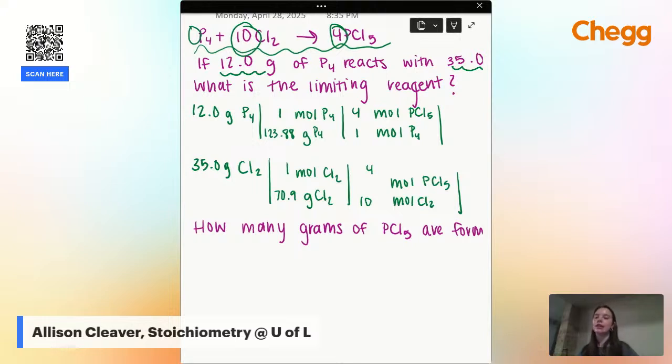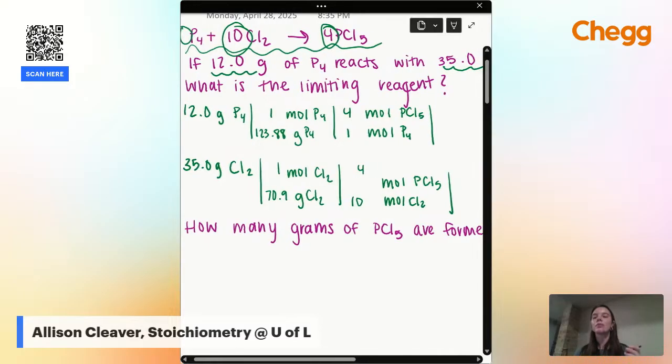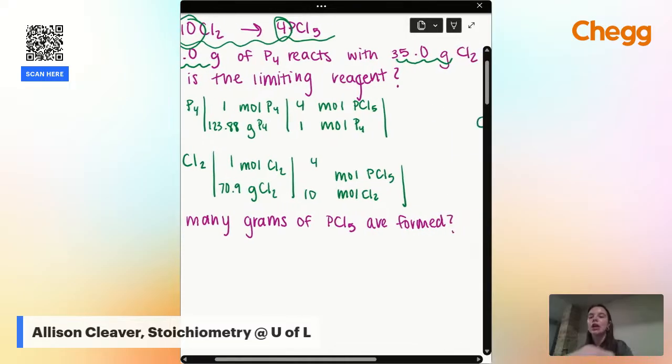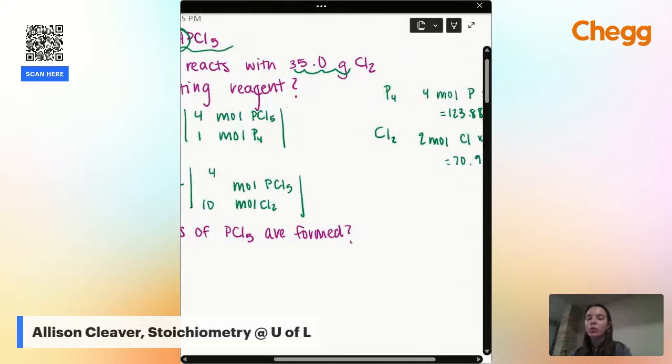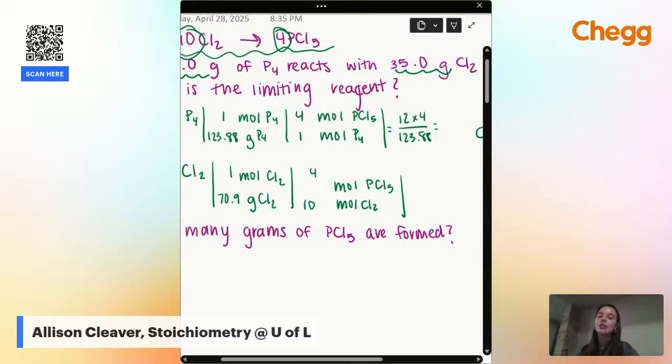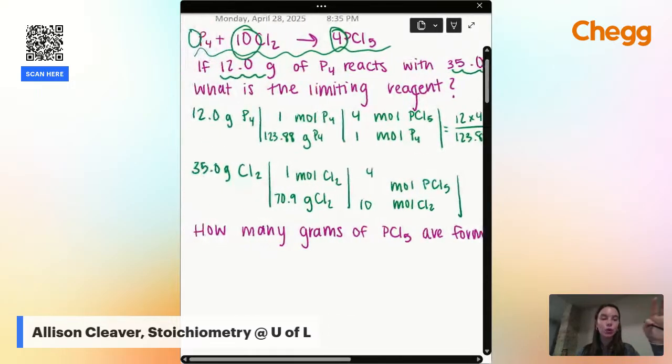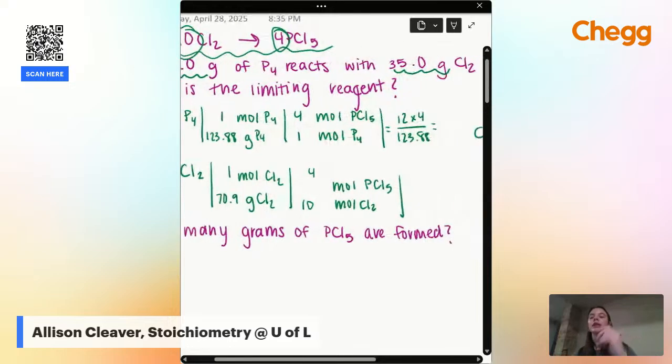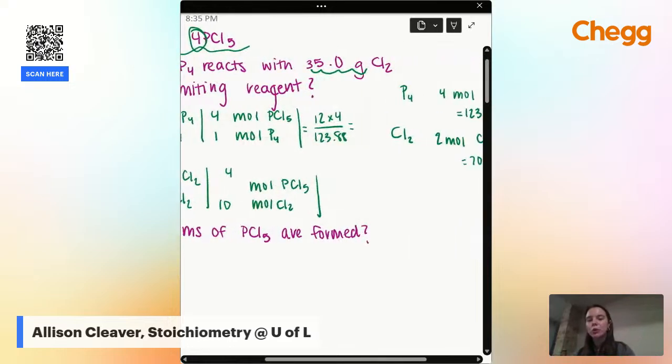We are going to put it in our calculators. I'll kind of do a run through of what we put in our calculators in case you haven't seen this setup before. But this is called the factor label method for stoichiometry. Basically, we multiply across the top and we divide everything on the bottom. So in my calculator, I'm going to put 123.88 times 4 over 123.88. And down here, I'm going to do 35 times 4 divided by 10 times 70.9. That's a lot, but pretty simple to put in our calculators.